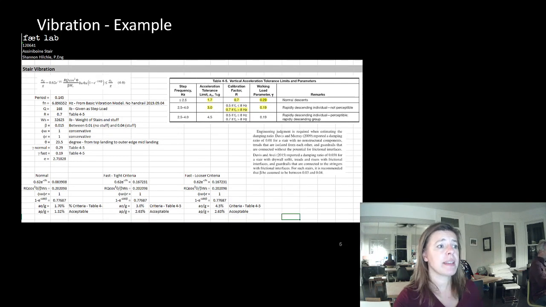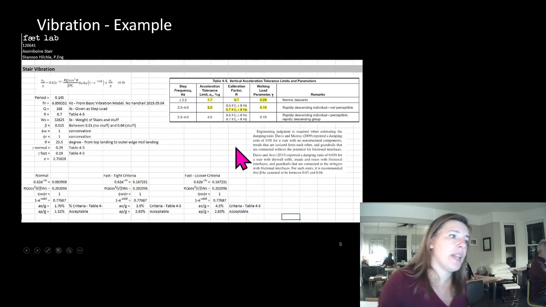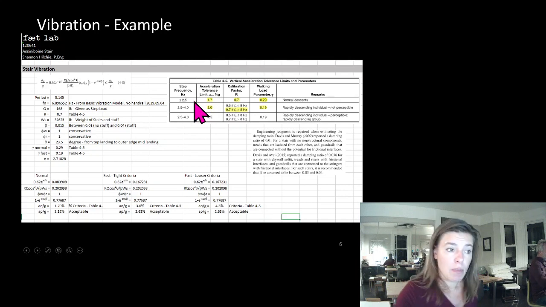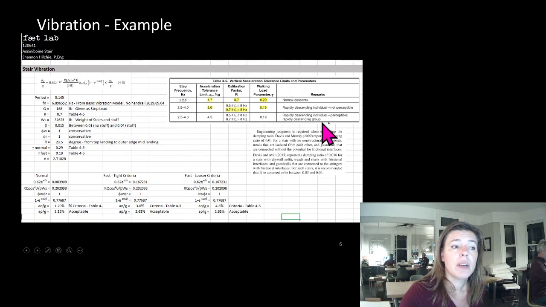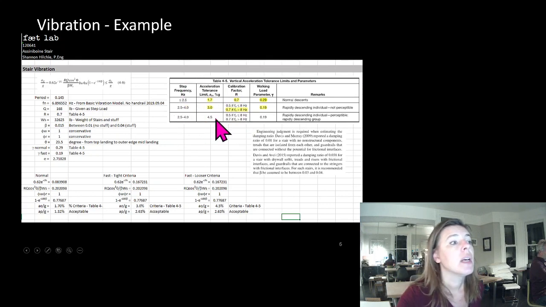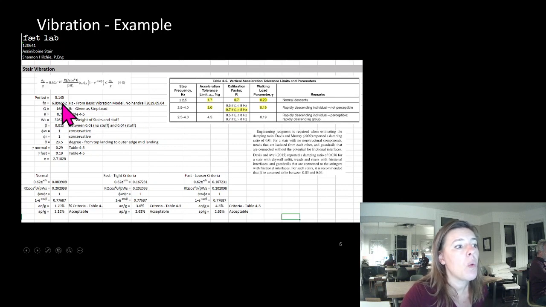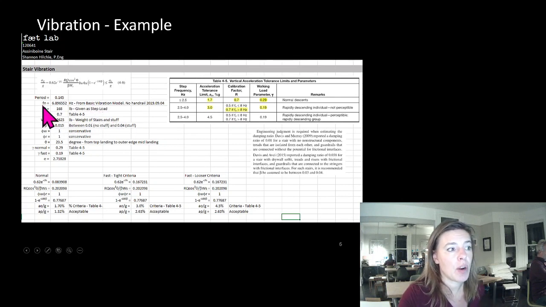So the other things that are up for interpretation. So this is one of my vibration looks. You can see that I've pulled from that code what I'm looking at here, and then put it right into my spreadsheet so I have reference to it. So the first thing is, what is the frequency of our stair? Now there are very complicated ways to determine it, but frequency is just the inverse of period.